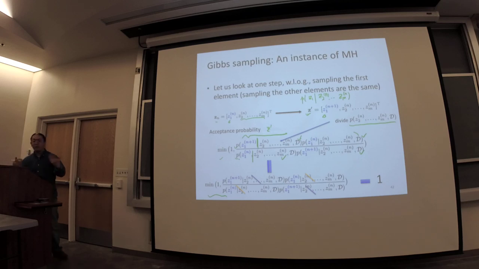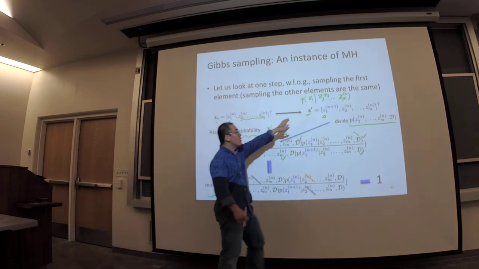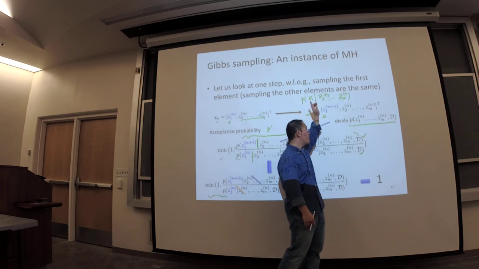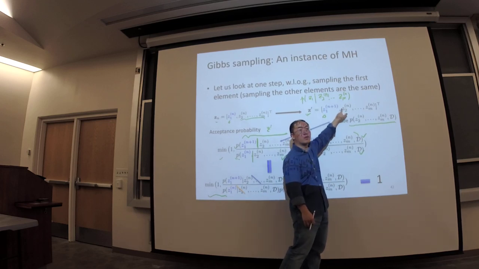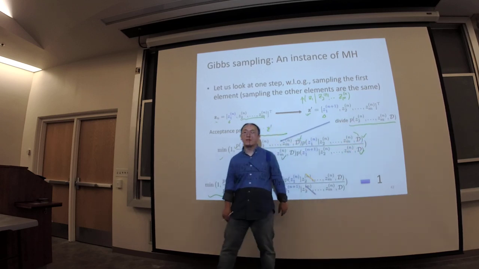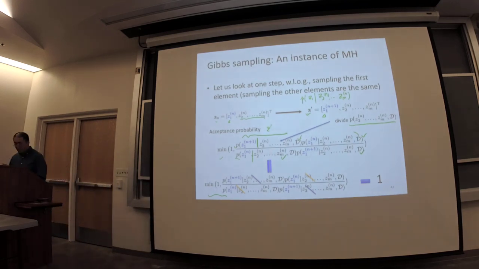So you see, after the first step, I'm going to accept z1 prime, right? And after the second step, I'm going to accept the new sample for the second component. And after all the m steps, I'm going to have sampled all the new components. So it's a special Metropolis-Hastings, with each step having acceptance probability 1.